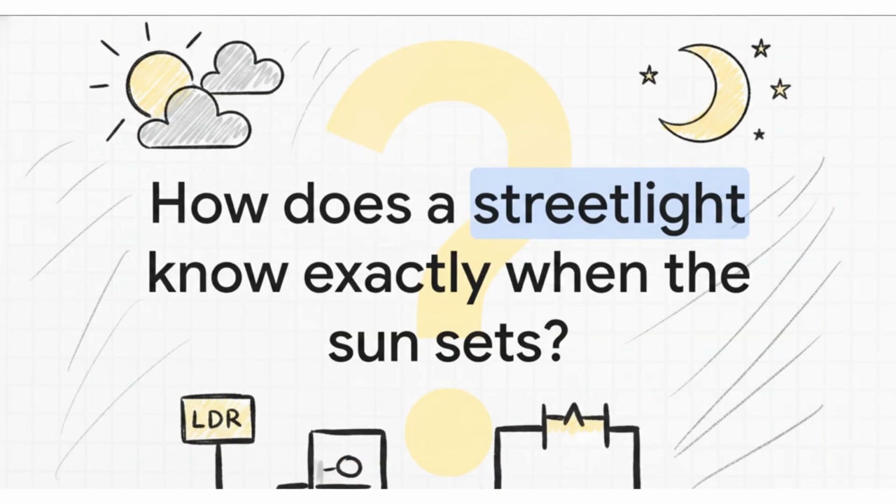So, ever wonder how a streetlight knows exactly when to turn on? It's not relying on a complex network connection or a fancy internal clock. It solves the fundamental problem of ambient light detection using a very specific, highly reliable hardware solution, the LDR.